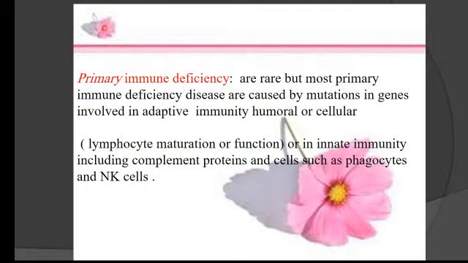Now, between parentheses, we have lymphocyte maturation or function, or an innate immunity, including complement proteins and cells such as phagocytes and NK cells.